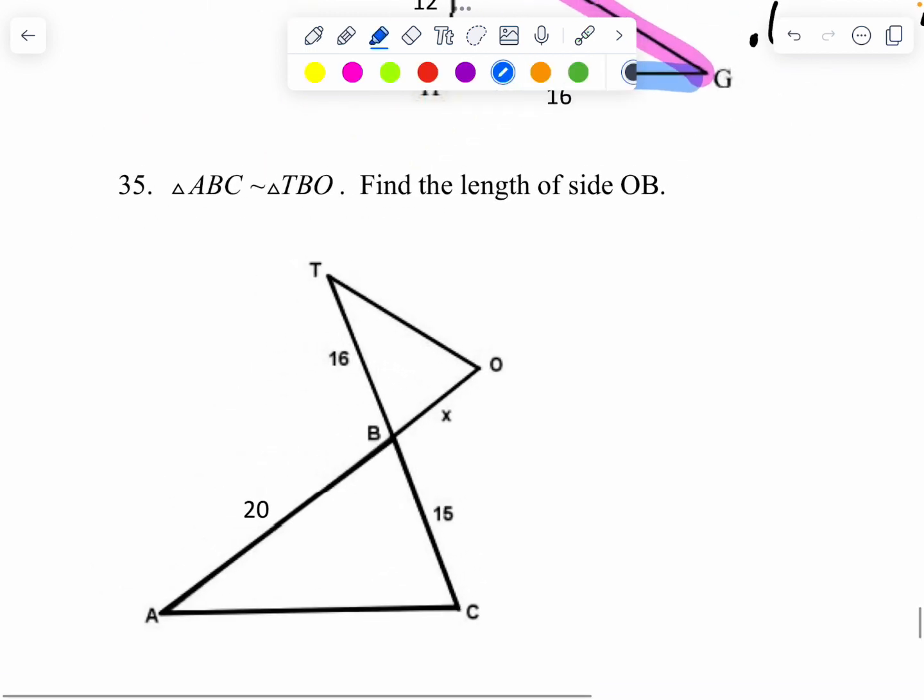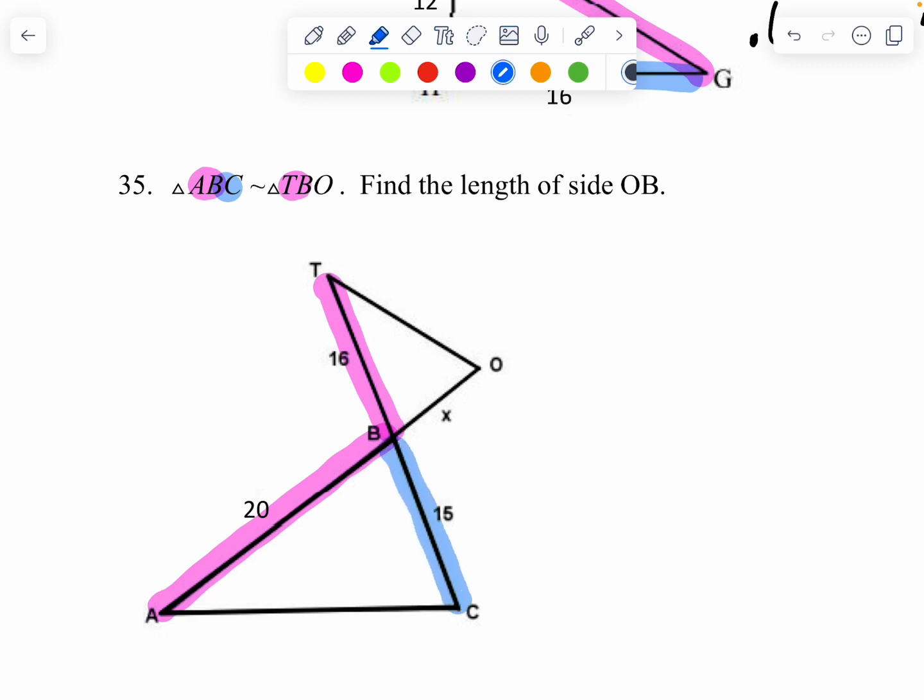Again, we are told some stuff that matches up. A and B, where is that? Here's A, here's B. I have a pink side. That matches up with T and B. Okay, great. So T and B is right here. I also have a blue side, B and C together. Where's B and where's C? Here's B, here's C. That side matches up with, where's B and O? This side. Okay, great. I'm going to make some fractions.